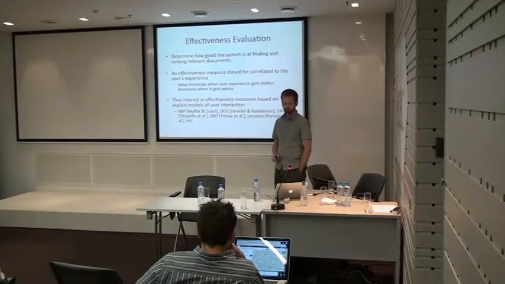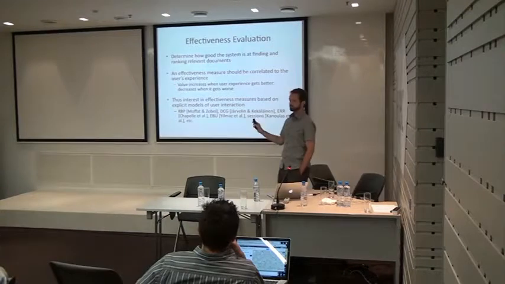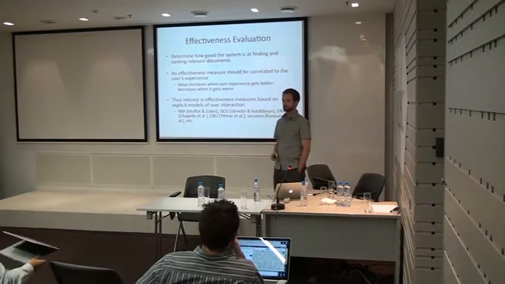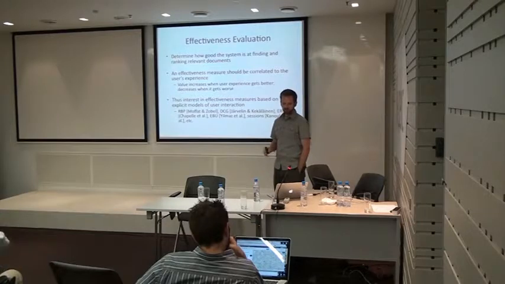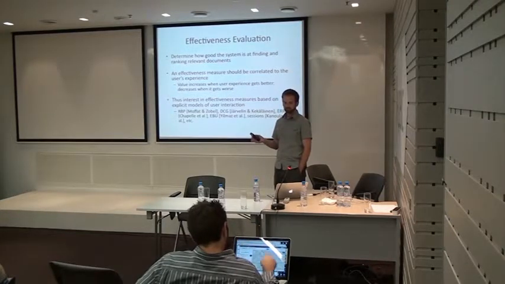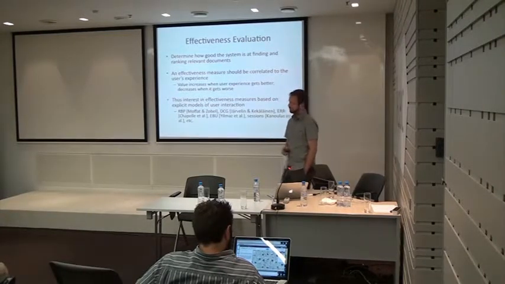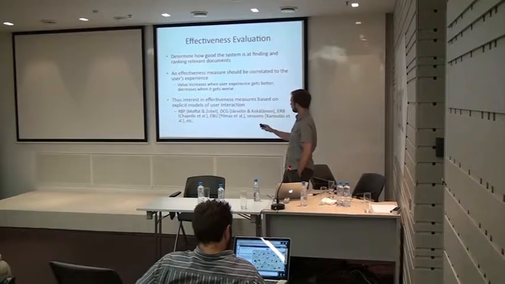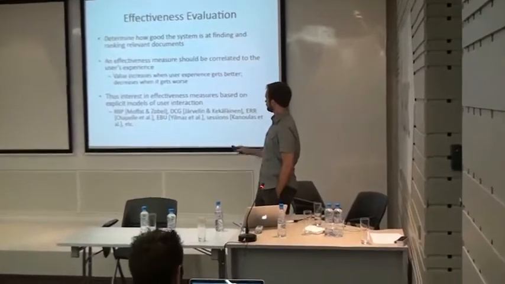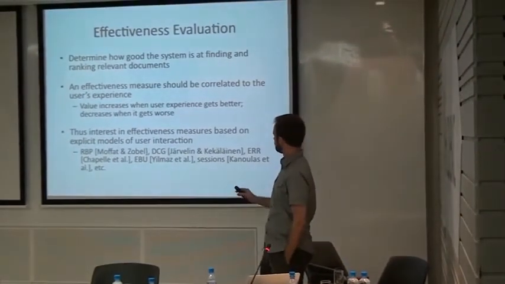So just to set the framework we're thinking about here, we're talking about effectiveness evaluation of systems. So this is system-based effectiveness evaluation using relevance judgments, queries, test collections, that kind of thing. And the purpose is just to determine how good the system is at finding and ranking relevant documents when a user submits a query. So ideally, we would like an effectiveness measure to be correlated to the user's actual experience with the engine. So when the user's experience improves with the engine, then the value of that evaluation measure should improve, and vice versa.